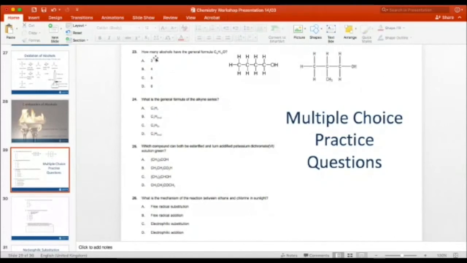Again, 3 catches a lot of people out. So it is smart to just think, okay, is there any way I could make 4 before we move on? Cool. 25 here is just a question on the alcohols.